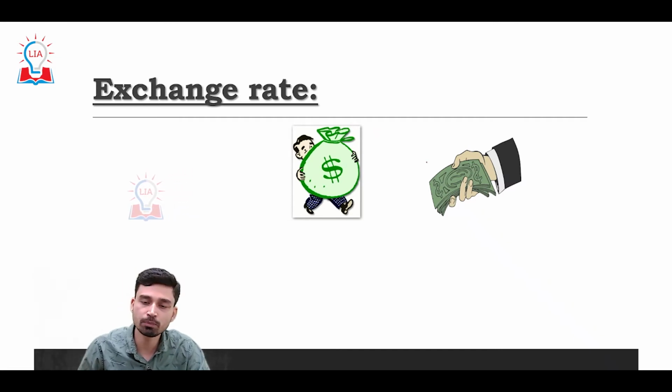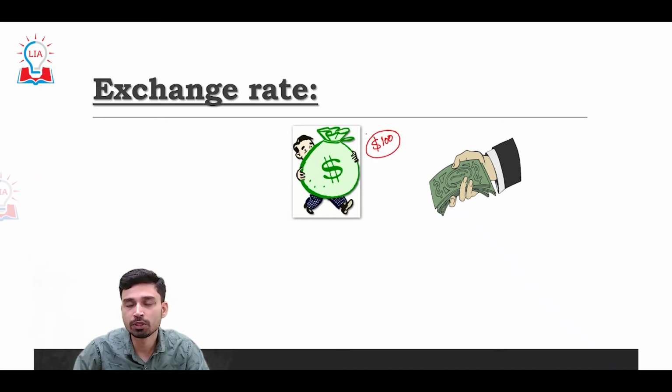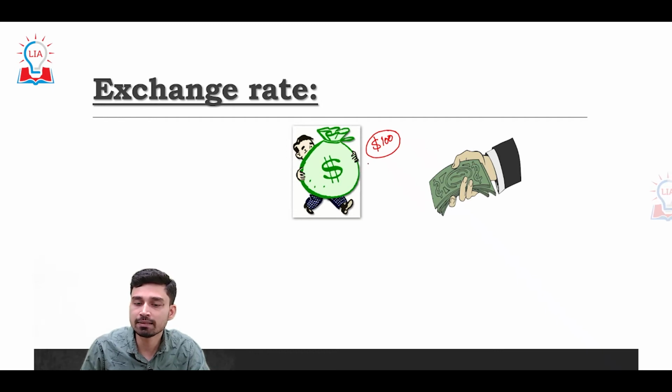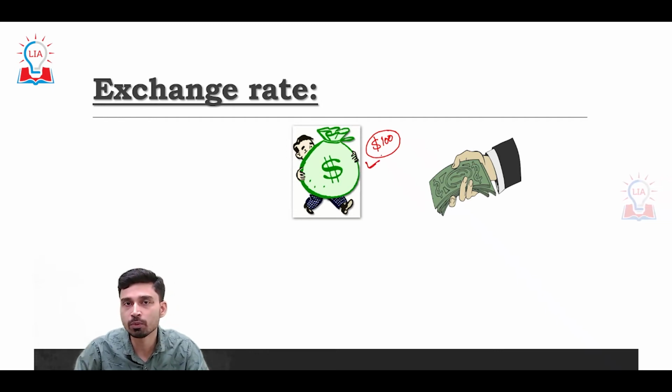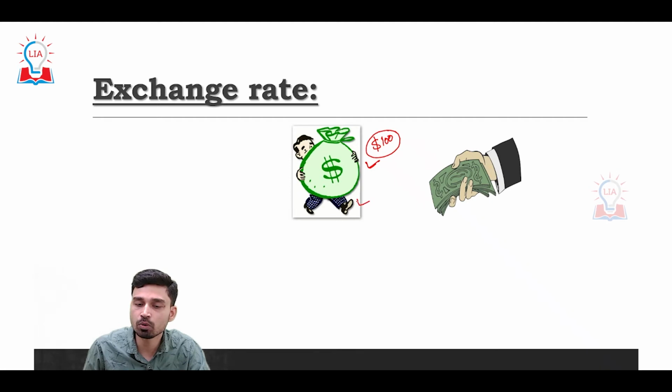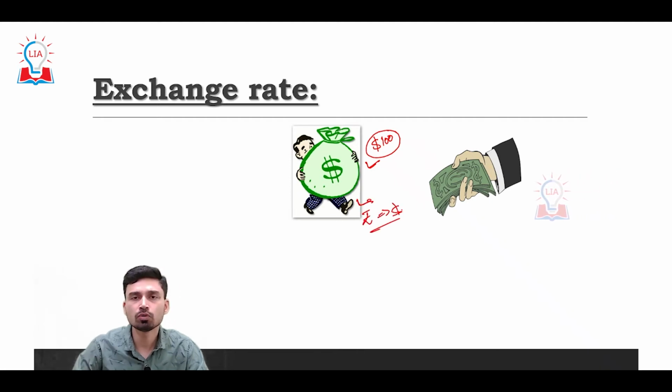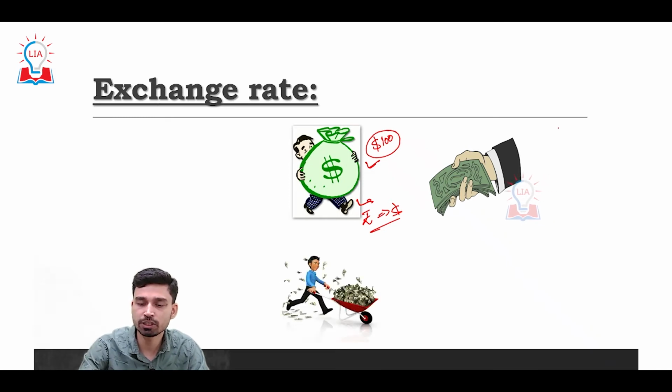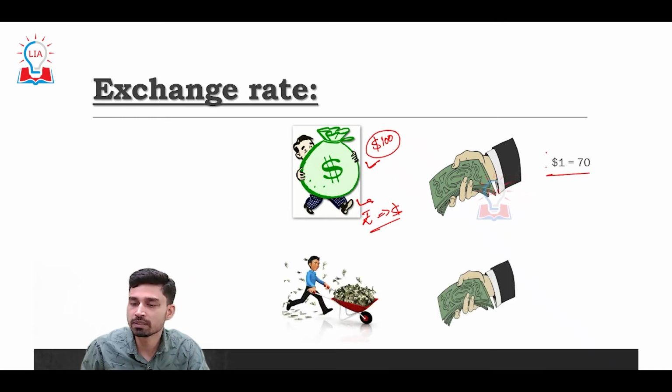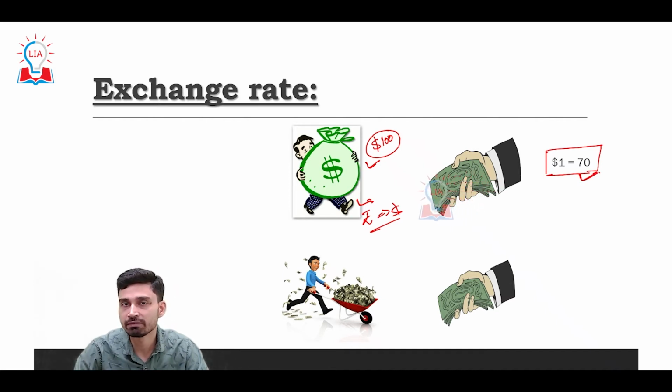For simple terms, suppose that in a particular year, on a particular day, Indian citizens and companies want to buy $100 worth of goods from the US. To buy this $100 worth of goods from the US, an Indian citizen will first have to convert his rupees into dollars. Suppose that currently the dollar exchange rate is somewhere around 70 rupees. That means for buying $1 you have to spend 70 Indian rupees.